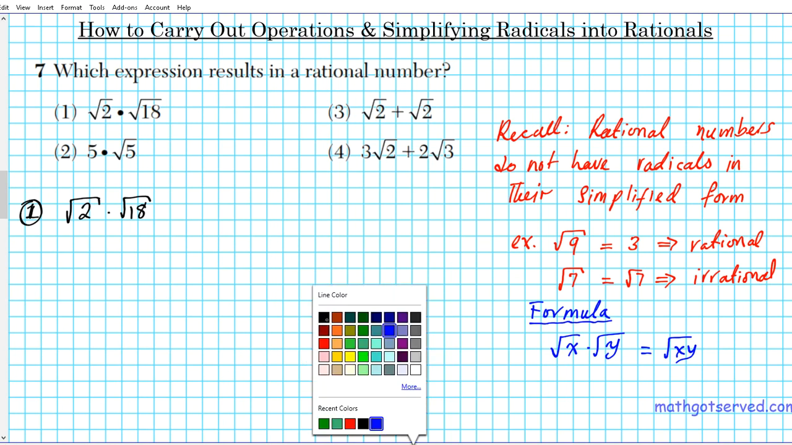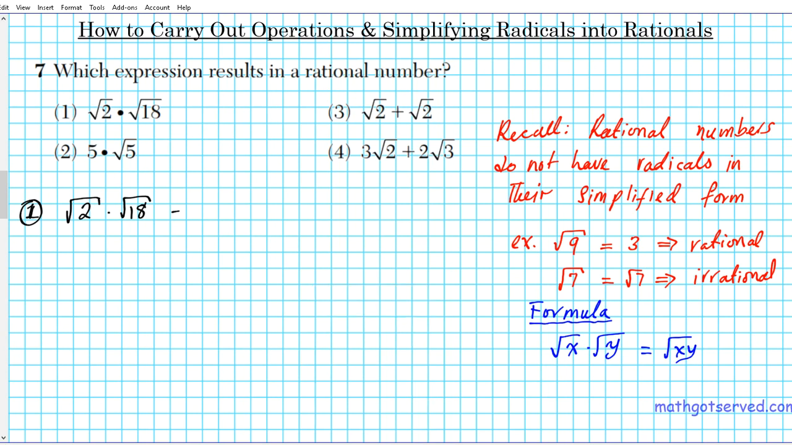Applying that formula here, root 2 times root 18 is simply going to be the square root of 36. And we know that this is a perfect square. Okay, so think about it. One number multiplied by itself is 36. It's 6, right? So this is rational. Why? Because the square root is gone in its simplest form. Bam. Ladies and gentlemen, the answer to question 7 is option 1.